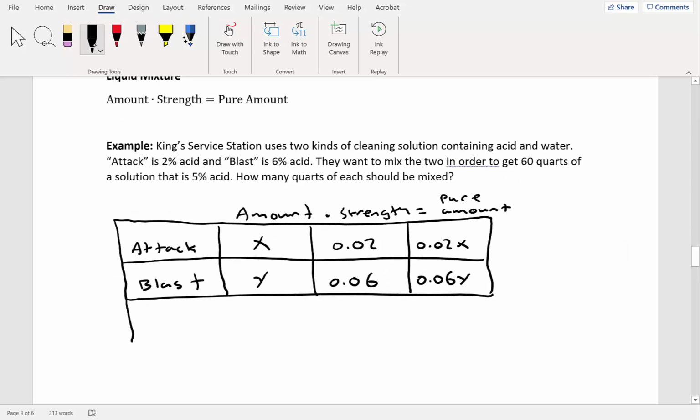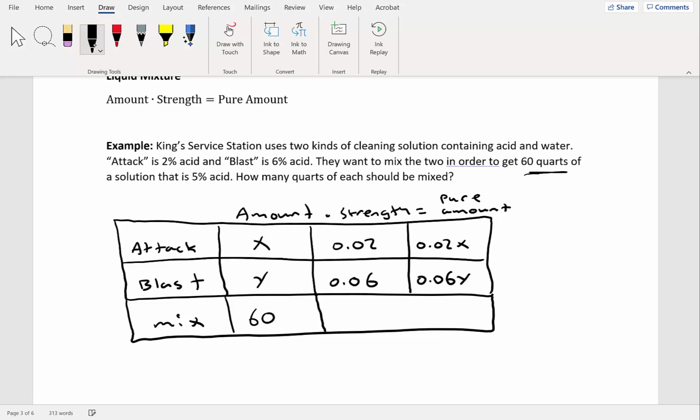Now let's put a third column for our mixture. I'm sorry, a third row. Okay, now the total amount. So it says in our problem, we need 60 quarts. So the mixture has to be 60 quarts. Now the strength, this was given to us. We want the strength to be 5%. So we have 0.05. So now the pure amount of acid, let's go ahead and multiply this out. 0.05 times 60 gives us 3. So the pure amount in our final mixture would be 3 quarts of pure acid.